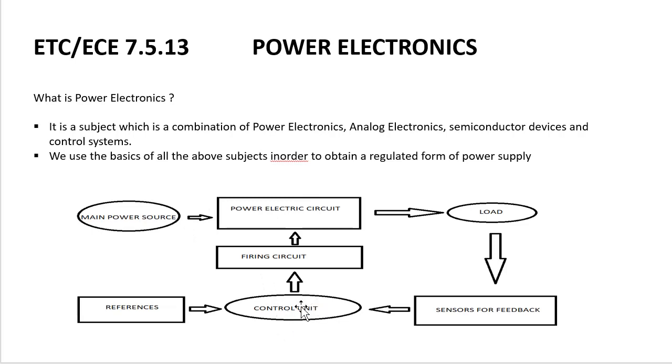Also, there is a control unit which gives the control requirements to your firing circuit. Now, this control unit gets inputs from the references and from sensors which take feedback from the load. So, whatever is the current condition of the load, whatever is the supply being met, that feedback is given to the control unit. Accordingly, the control will release signals to the firing circuit, and that is given to your power electronic circuit, which in turn controls the input that is given to the load. So it's a closed loop feedback system.